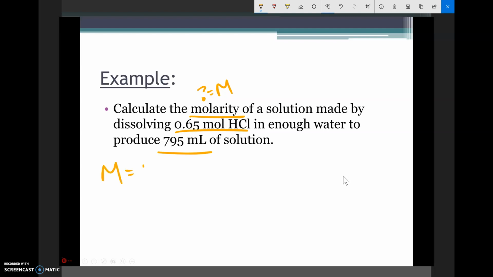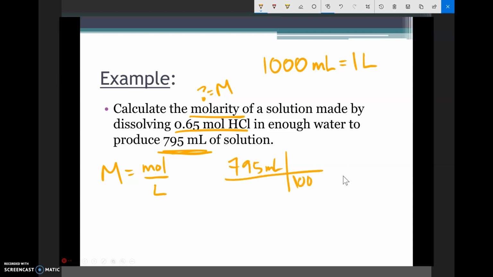So molarity is moles over liters. And when we're doing molarity, you have to have these units. You have to have molarity, and you have to have moles, and you have to have liters, at least 2 out of the 3 that you're solving for. So we already have moles, which is 0.65, but notice our volume is in milliliters, so you need to convert. So a common conversion you're going to use with molarity is going to be milliliters to liters. So that's 1,000 milliliters is equal to 1 liter. So we're going to go ahead and divide 795 milliliters by 1,000 to get it into liters.